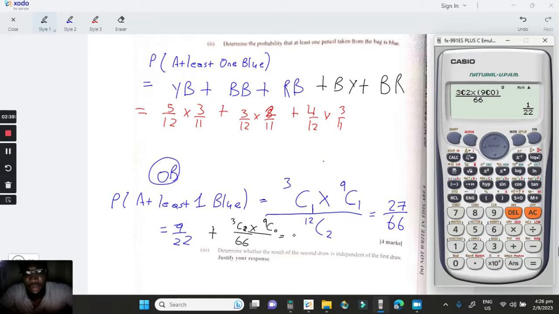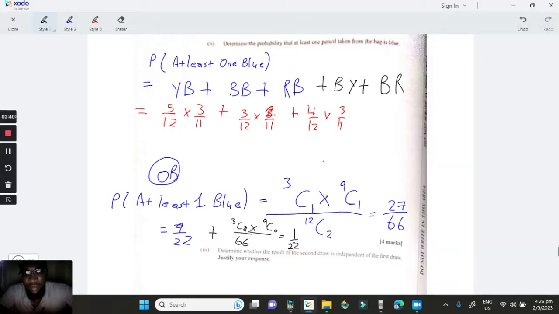1 over 22 plus 9 over 22. So when I work that out, 1 over 22 plus 9 over 22, the final answer, at least one blue, is equal to 9 over 22 plus 1 over 22, which is 10 over 22 or 5 over 11.